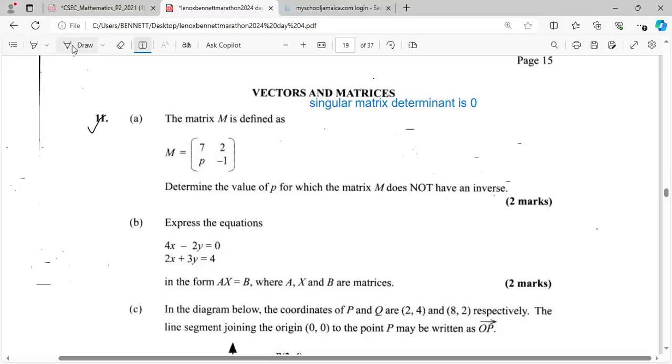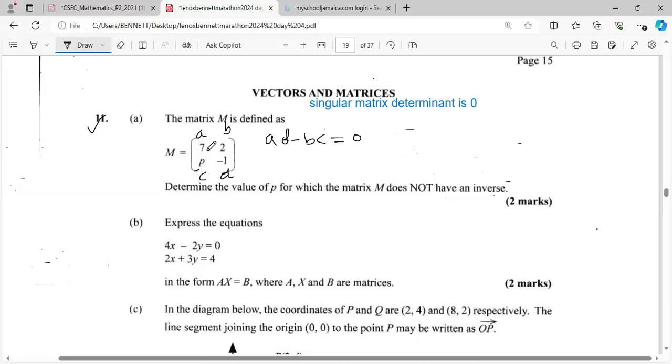So we can just start back from what we know, right? Because we don't know the value of P, but we can work it out using the formula. Every matrix is in the form A, B, C, D. And to find the determinant, it's AD minus BC. And when it's a singular matrix, all of that equals 0. So we can just use that to get it.